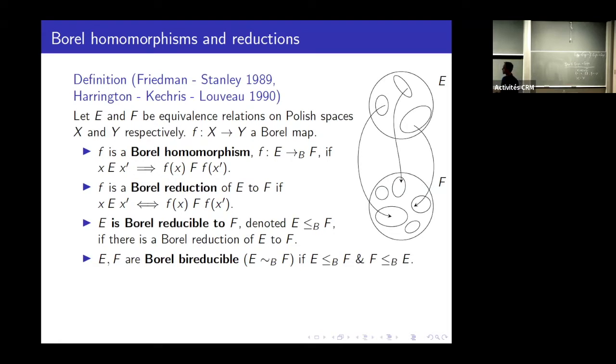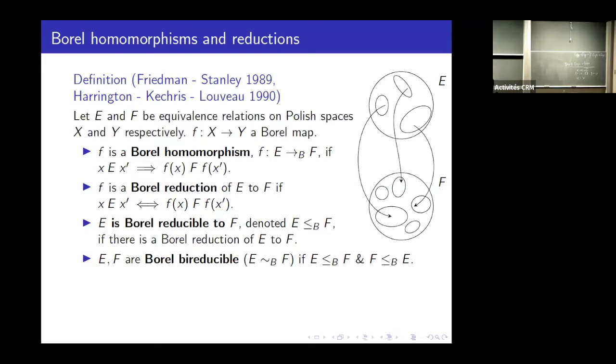Now, the name reduction comes from the fact that it's essentially reducing the problem of determining whether two points are related according to E to the problem of whether they are related according to F. But of course, it's a meaningful reduction only if the function f that does the reduction is sufficiently nice. So we are only dealing with Borel measurable maps. So we're assuming that there's a nice Borel measurable map reducing the problem of E to the problem of F.